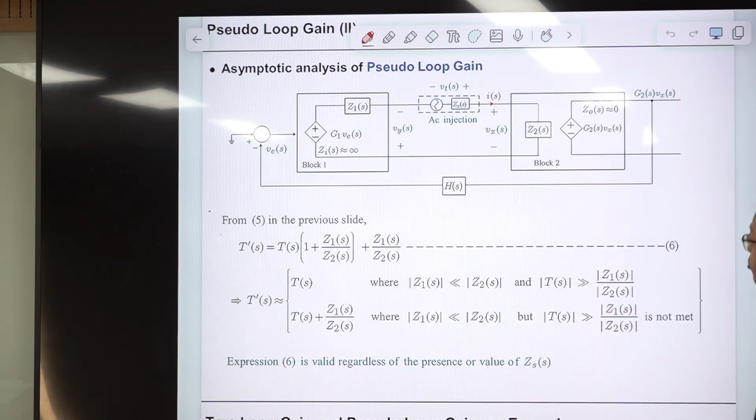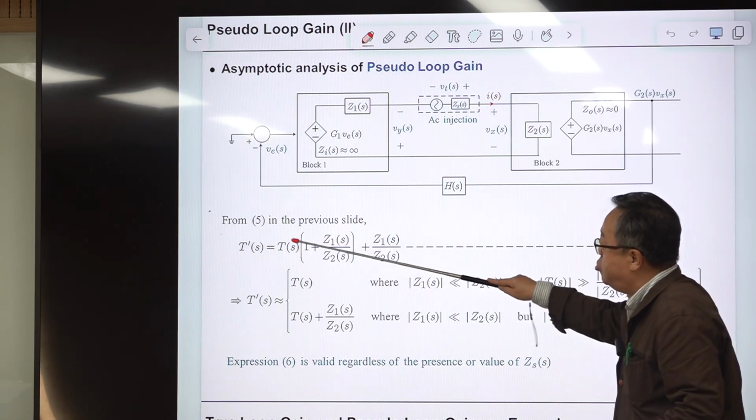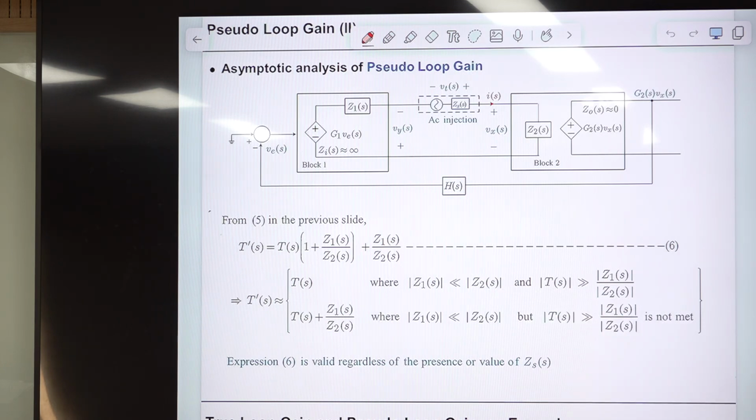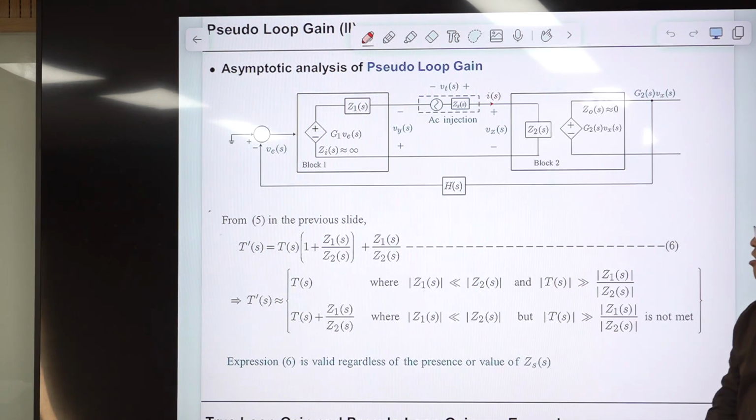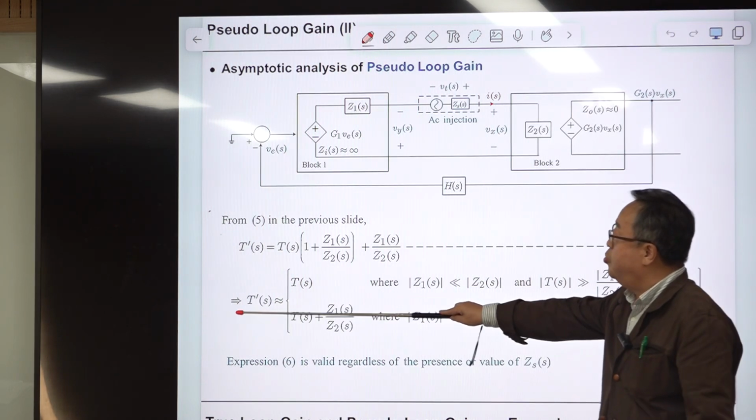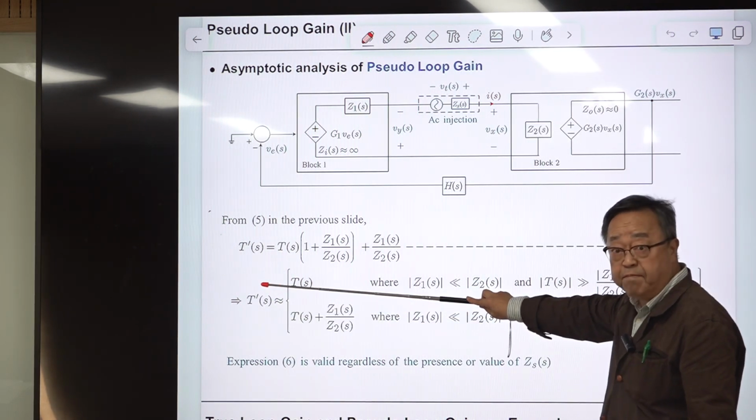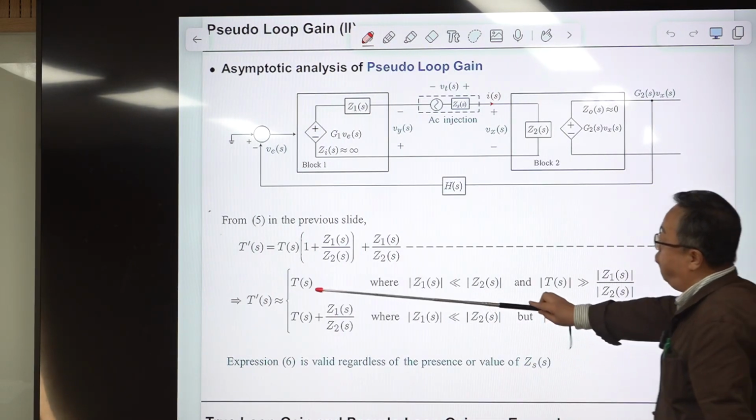And if further this condition is satisfied, which says the magnitude of G2S is much, much larger than the ratio between G1 and G2, and we ignore this, then the remaining term is only TS. For that case, this pseudo loop gain is virtually the same as this true loop gain. So this is the desired case. This is the first one.